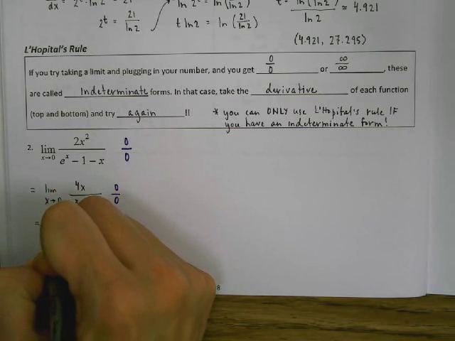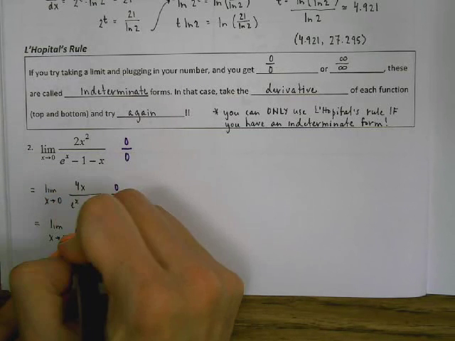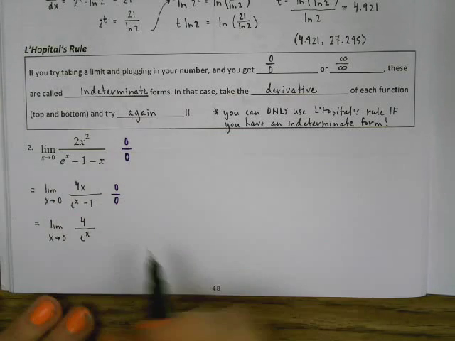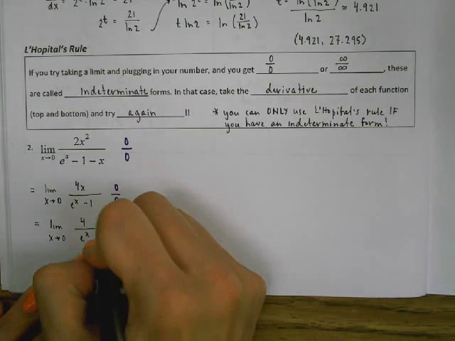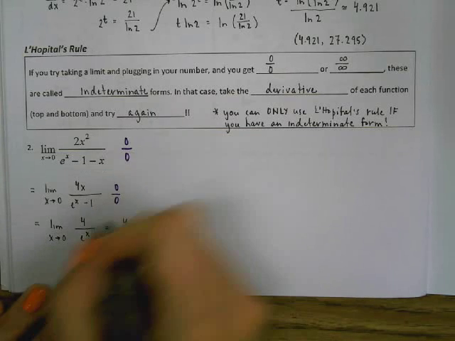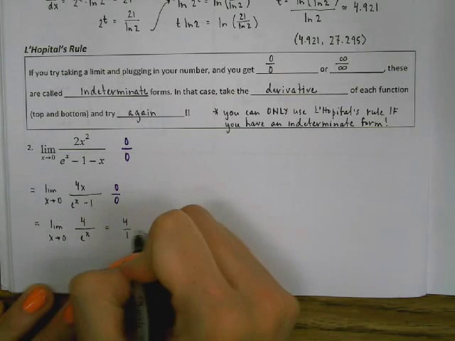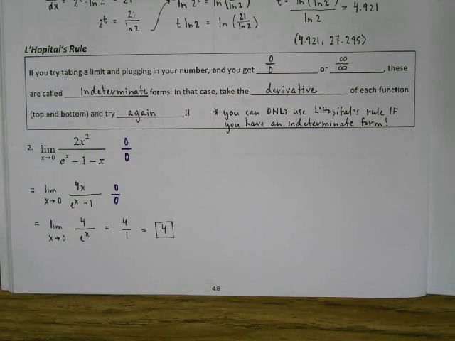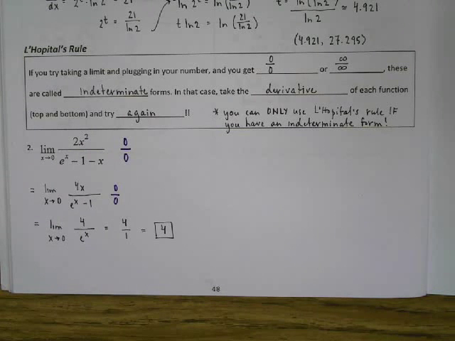So now I have the limit as x approaches 0. The derivative on top is 4. Derivative on the bottom is e to the x. Now if I plug it in, my top is 4. E to the 0 is 1, and so my limit is just 4. So again, this is going to help us find the limits of some functions that we couldn't deal with before.